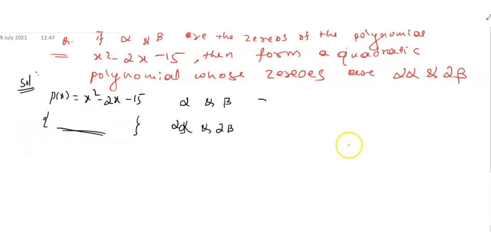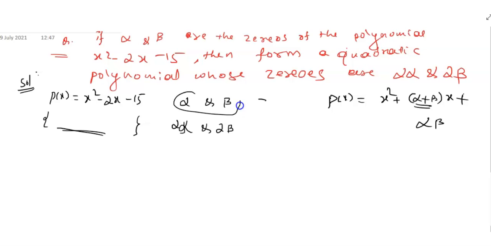So if you want to find out any quadratic polynomial, what is the equation we have? P of x is equal to x square minus alpha plus beta, that is the sum of zeros, times x, plus the product of zeros, right? This is the form. Here you have this alpha plus beta.